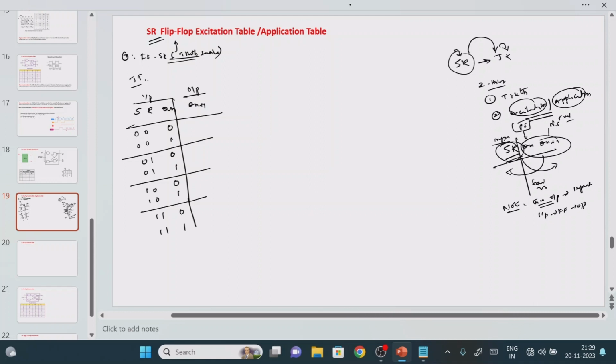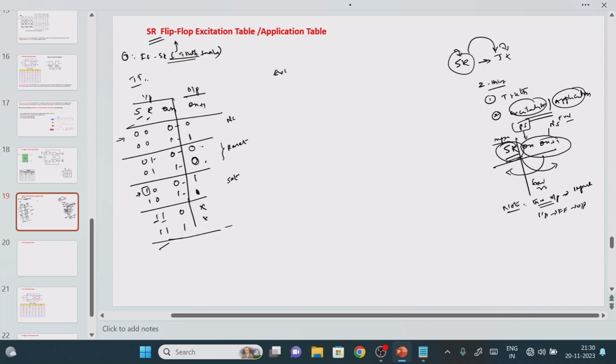When S equals 0 and R equals 0, this is called the no change condition. No change means 0 stays 0, and 1 stays 1. What is the next condition? When R is activated, reset is activated, which means the output should be reset. Whether you give 0 or 1, the output should always be 0. Now S equal to 1 means set is activated, and set activated means the output should always be 1. Whether you give 0 or 1, the output is always set to 1. That is the meaning of the set condition. When S equals 1 and R equals 1, we call this the invalid condition. So first we have completed the truth table.